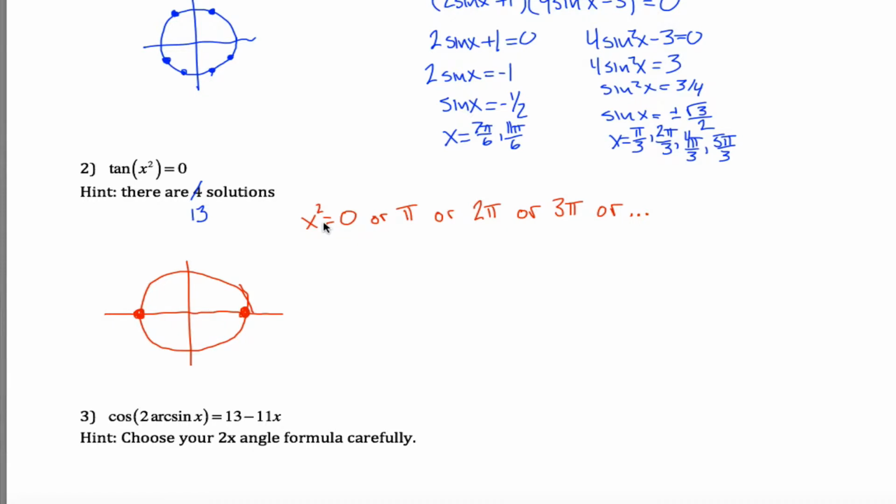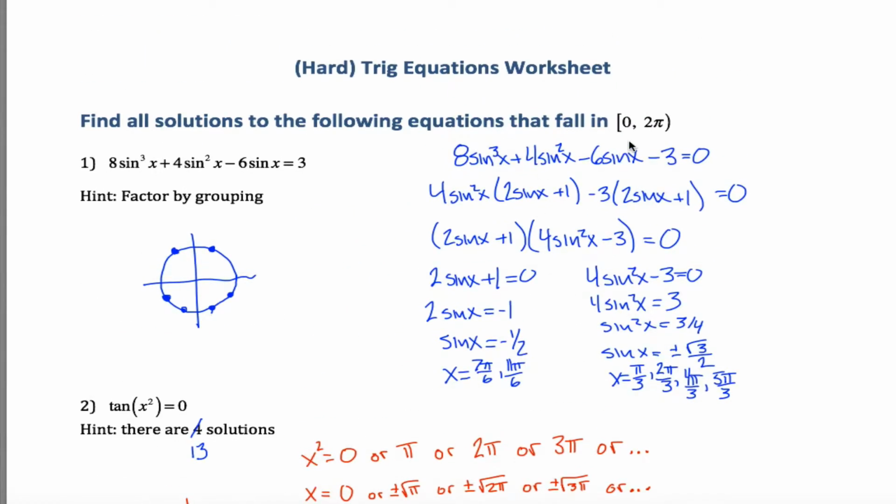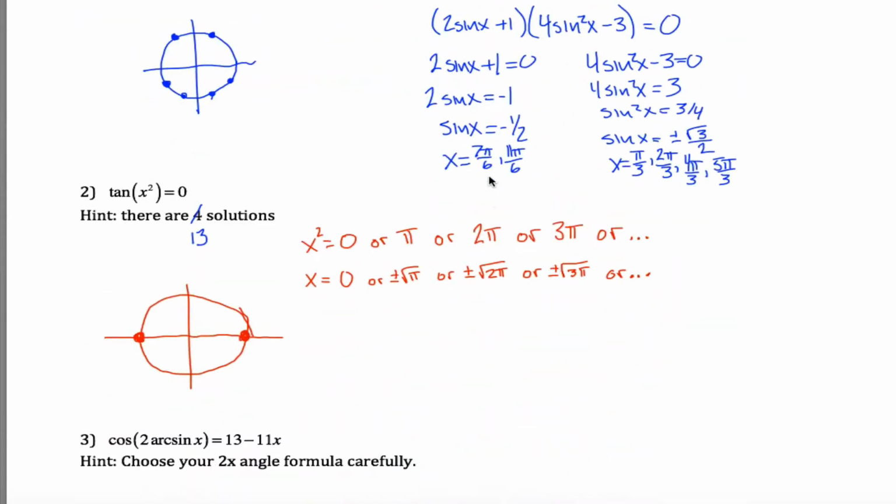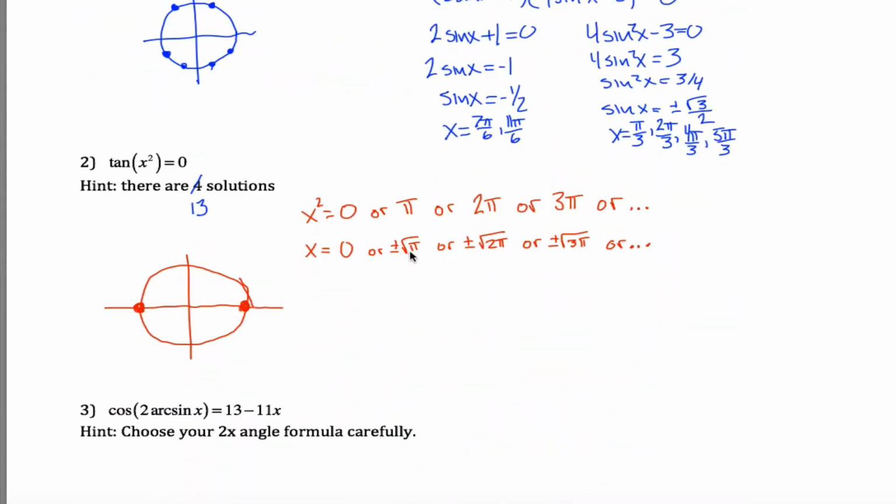I don't want to know what x squared is, I want to know what x is. So for x, I'm going to take the square root of each of those. When you take the square root, you got to put in the plus or minus. So 0 or plus or minus the square root of pi, or plus or minus the square root of 2 pi, or plus or minus the square root of 3 pi, or you kind of get the hang of what's going on here. So which of these are actually solutions? Well, the solutions have to fall between 0 and 2 pi. So I don't want any of the negatives.